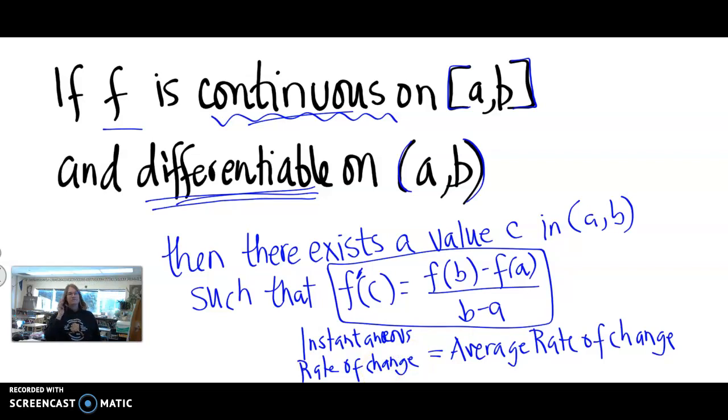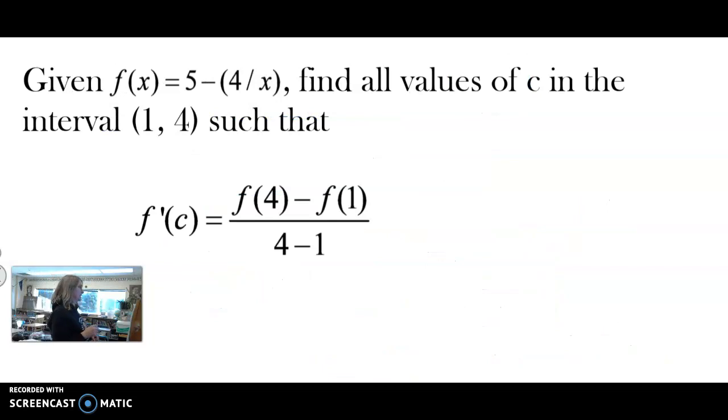So if you were driving from here to Anchorage and you are averaging 60 miles per hour, sometimes you're going to be going less than 60 miles per hour, which means that sometimes you have to be going more than 60 miles per hour. The mean value theorem tells us at some point, if your average speed on your trip was 60 miles per hour, at some point in that trip, you had to be going exactly 60 miles per hour. All right, so let's do a couple of examples here of how to use this.